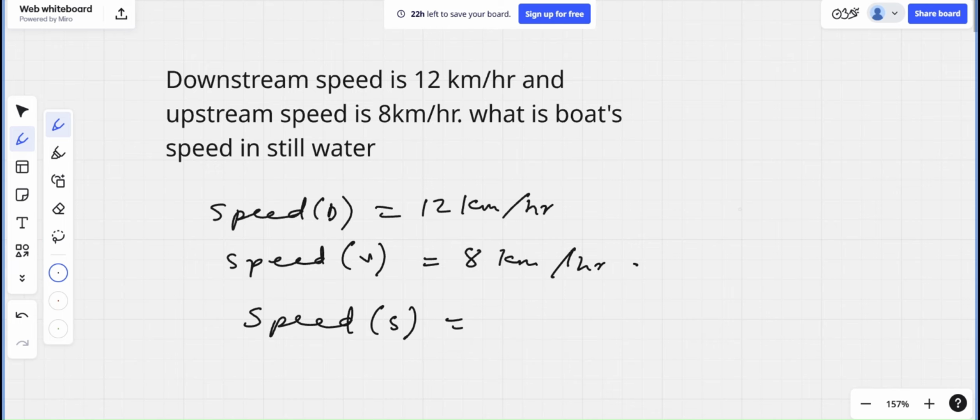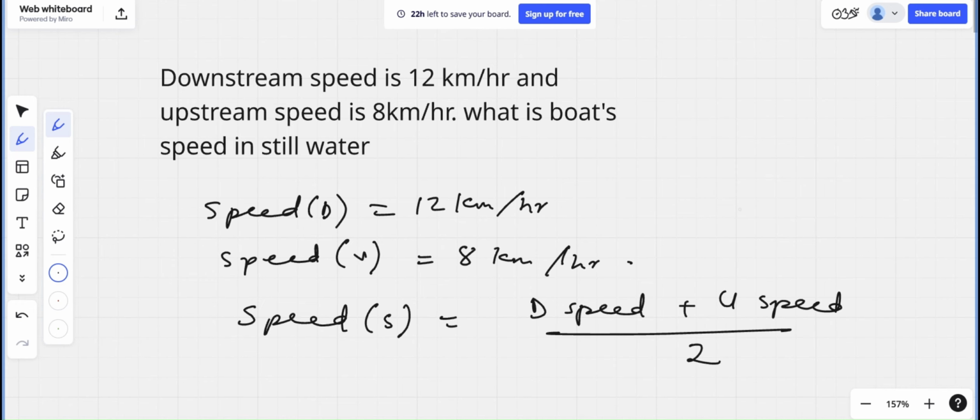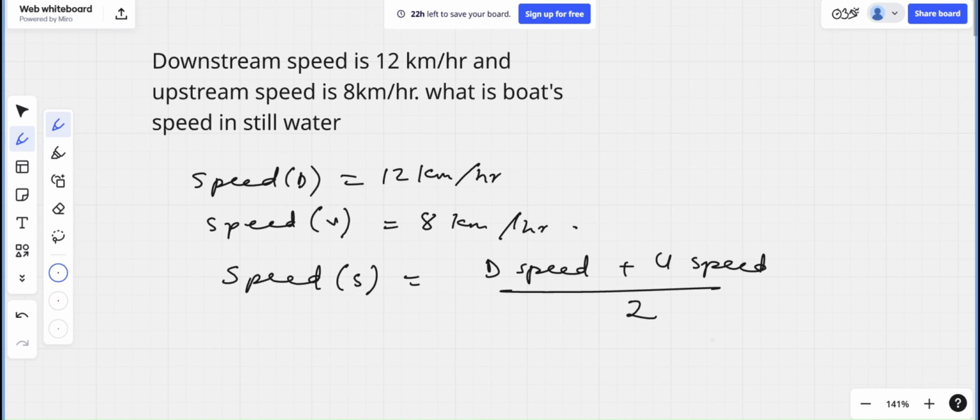There's a formula. When upstream and downstream speed are given, you will do it like this: downstream speed plus upstream speed divided by 2. That's it, this is the formula. When downstream speed and upstream speed are given and you want to find the still water speed, just add those two and divide by 2.